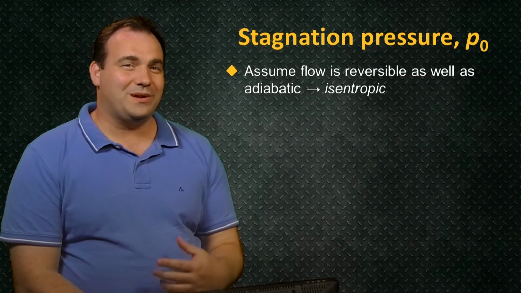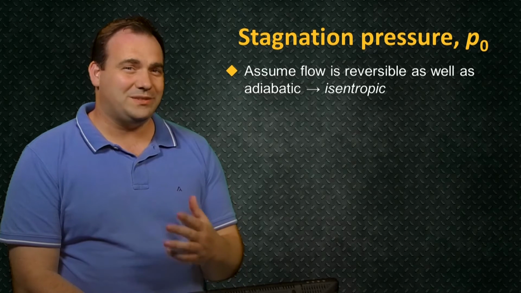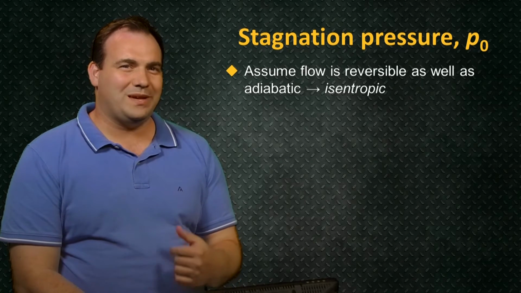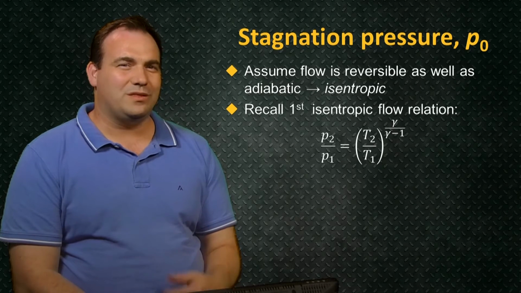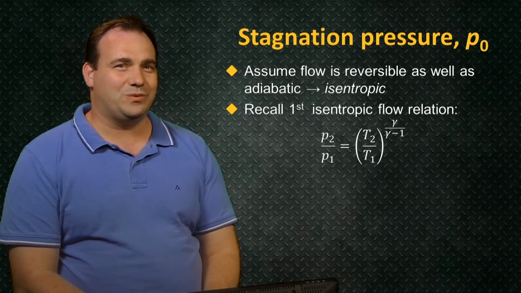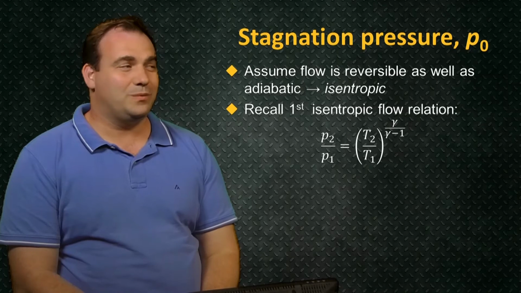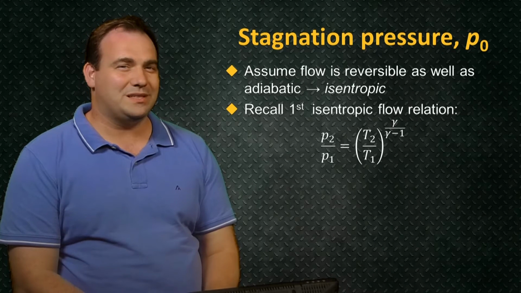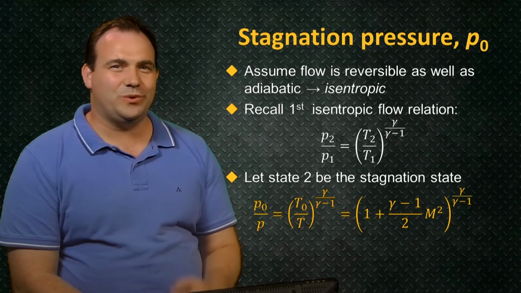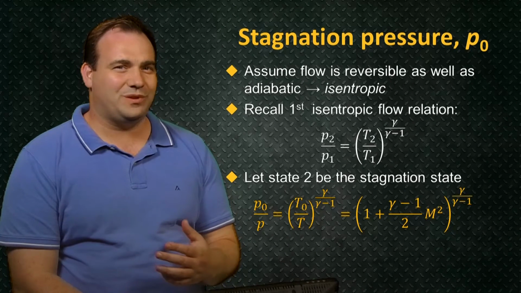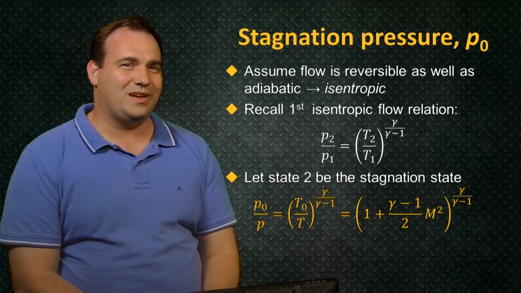We assume that the process is reversible as well as adiabatic, making it isentropic. This means we can make use of the isentropic flow relations. If you recall, the first isentropic flow relation we derived was that the pressure ratio across an isentropic process was equal to the temperature ratio to the power of gamma over gamma minus 1. Let's make state 2 in this relation the stagnated flow state, and state 1 the state when the flow is at a Mach number of M.